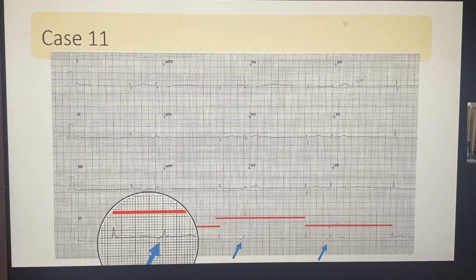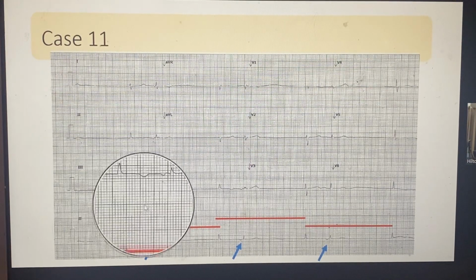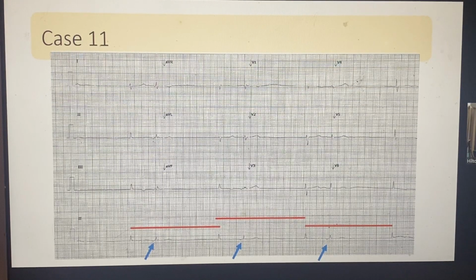But the second component, highlighted with the blue arrow, is pointing to a negative P wave in the inferior leads 2, 3, and aVF, suggesting that this is actually a PAC, quite regular. So this is a junctional rhythm with PAC.